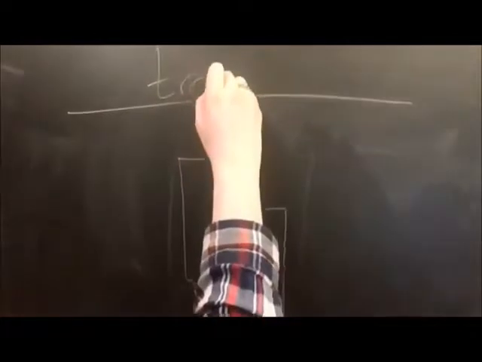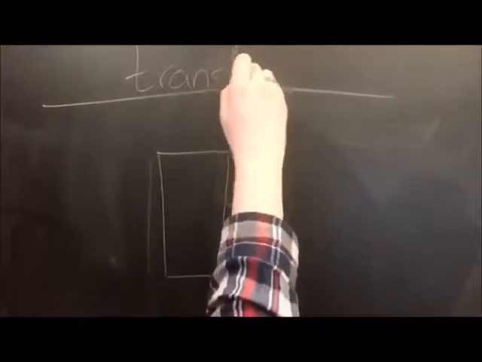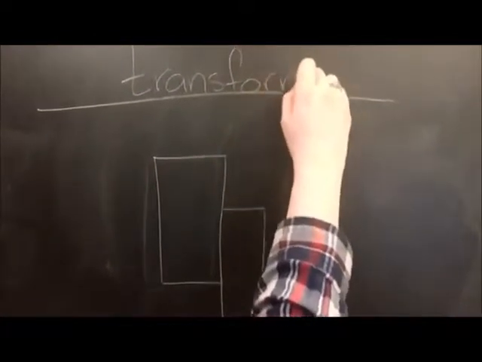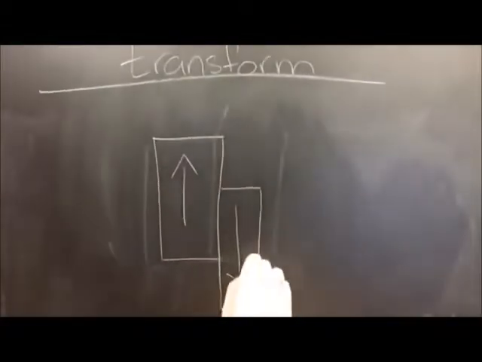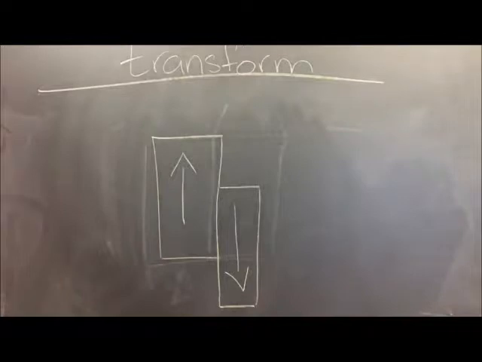The last type of plate movement is transform fault, which is when two plates slide against each other. An example of this is the San Andreas Fault on the coast of California, where the Pacific plate is rubbing against the North American plate.